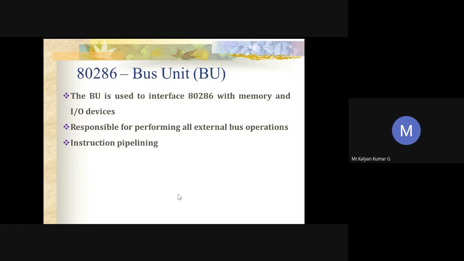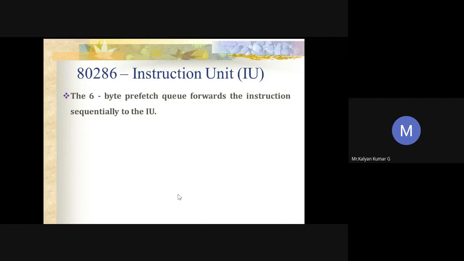The prefetched instructions, as I said, will be arranged in a 6-byte prefetch queue. In this way your CPU will prefetch your instructions. All this we are doing to increase your speed of execution. And next is the instruction unit. From the 6-byte instruction queue, the instructions will be forwarded sequentially to the instruction unit.